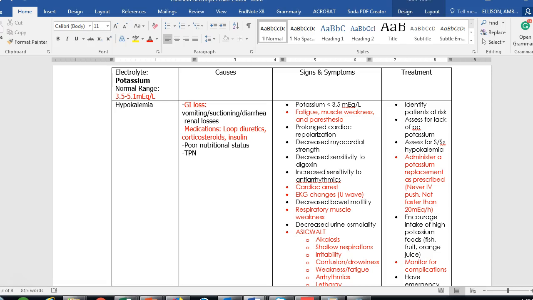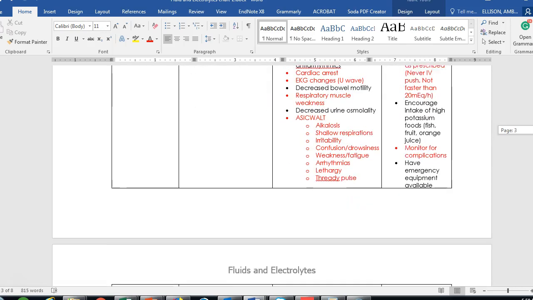Important thing to remember about potassium is it affects muscles. So it's not just that your heart is affected, it's that your muscles are affected, which is why you have the muscle weakness. You could have shallow respirations because, hey, a big muscle to help us breathe is called the diaphragm. And then EKG changes, U wave, cardiac arrest. Hypokalemia can also potentiate digitalis toxicity.